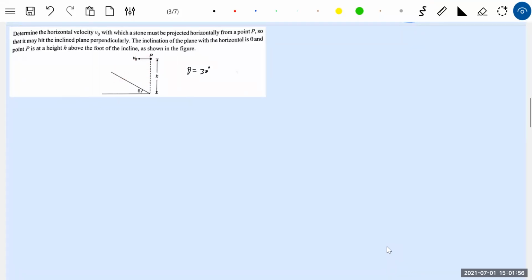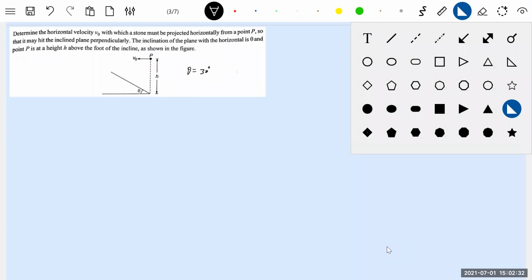Now slowly look at the previous problem: the point of projection and the point of striking were on the same inclined plane. Now gradually come out of that. You may not be projecting from the inclined plane. You may be projecting from somewhere so that it will go and strike the inclined plane, or you may project from the inclined plane and it will strike somewhere on the ground. Get ready for all these things. You can put the inclined plane in any way, it doesn't matter.